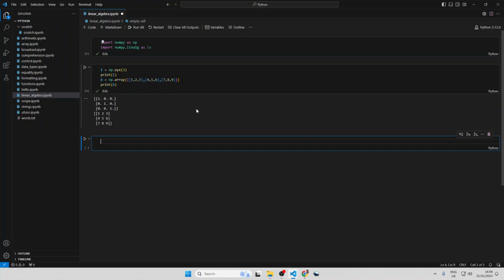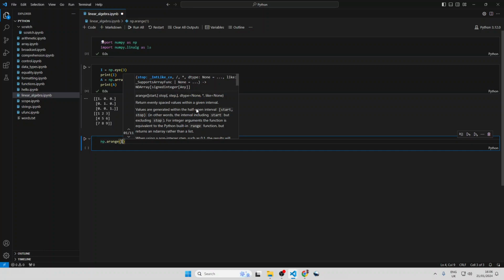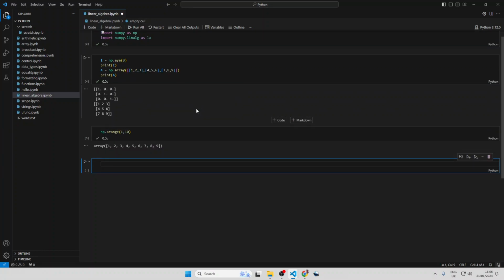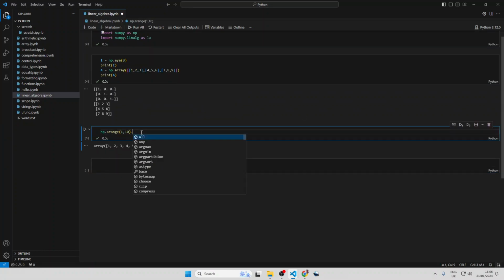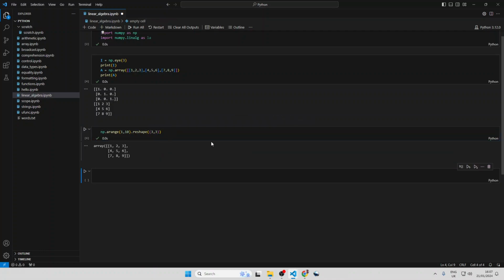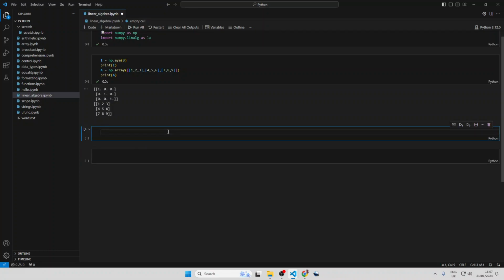If we wanted to do a slicker version, we could do np.arange(1, 10). That gives us the numbers 1 up to 9, and then we can reshape it. So that's a slicker way to make this matrix A, but let's not worry about that. Okay, so let's try and calculate the determinants.